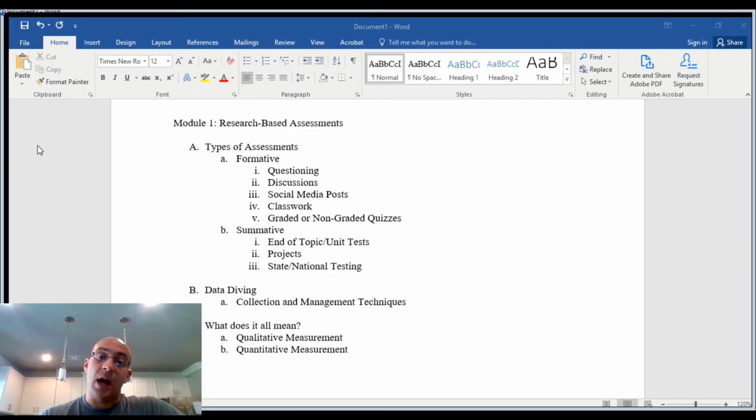Now, from a quantitative measurement, we're talking more summative, right? The nuts and bolts of your classroom, the numeric scores, the scores that are from tests or quizzes or things like that. Those scores will paint a very, very clear picture on what your students know and what they don't.